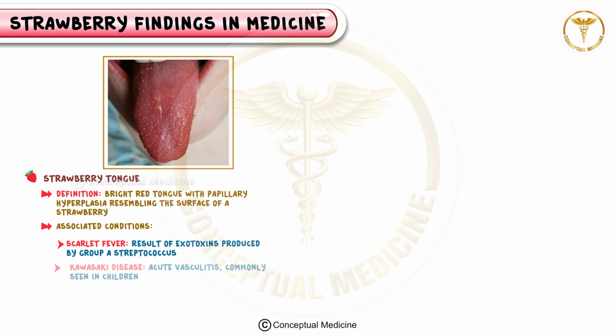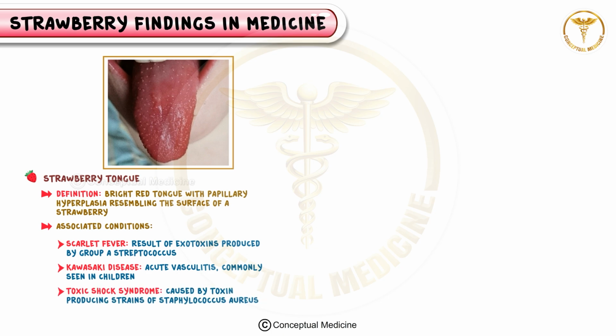The second condition is Kawasaki disease, an acute vasculitis seen in children under 5 years. Along with strawberry tongue, these patients have persistent fever, conjunctival injection, rash, and swollen lymph nodes. Untreated cases may develop coronary artery aneurysms.